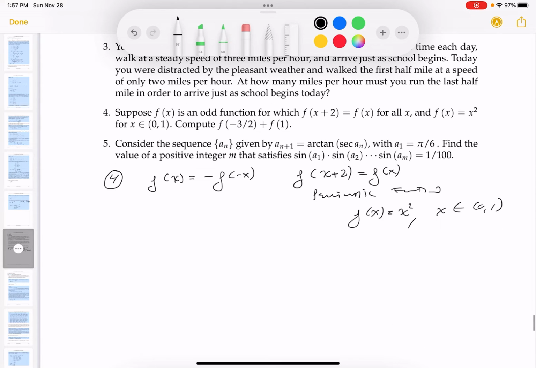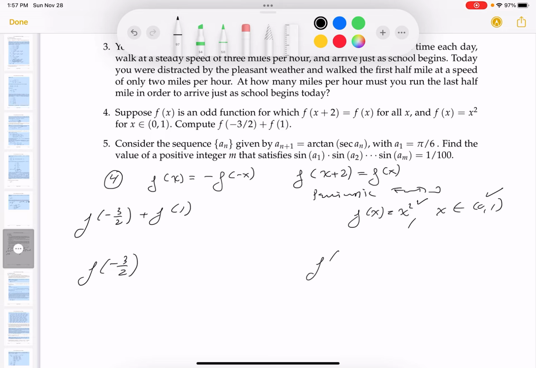Their question is this, though, and I'll write this one down for you. Their question is, what's f of minus 3/2 plus f of 1? Well, let's do one thing at a time. F of minus 3/2. I want to point out, I really can't use this because it says it's between 0 and 1. So let's take a look around. I'm going to try to use this over here.